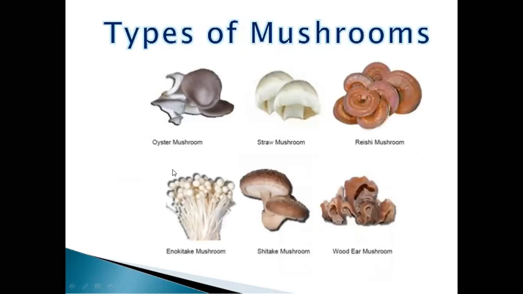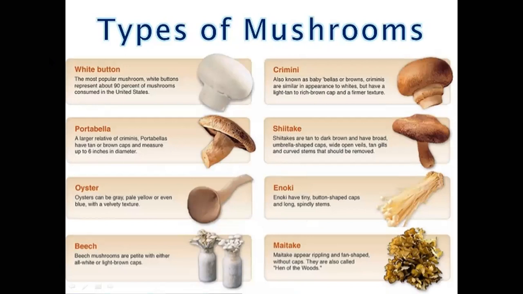The types of mushroom: oyster mushroom, straw mushroom, reishi mushroom, lion's mane mushroom, shiitake mushroom, wood ear mushroom. The types of mushroom like the white button mushroom, then portobello mushroom, oyster mushroom, beech mushroom, crimini mushroom, shiitake mushroom, enoki, and maitake mushroom.